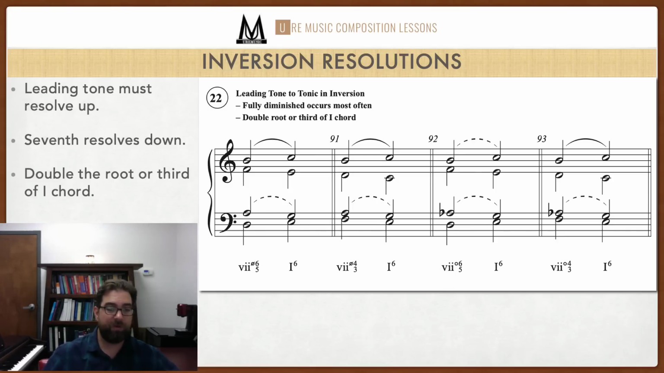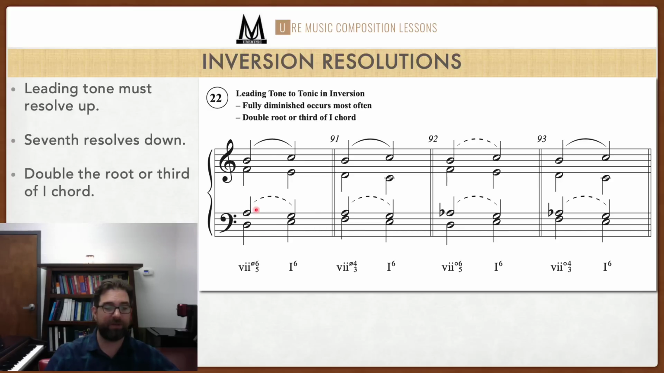Inversions. Your fully diminished will occur most often when you see an inversion. You want to double the root or third of the one chord. Either option can work. The leading tone must resolve up. That rule will always pretty much stay the same. The seventh will resolve down, and just double the root or the third of the one chord.